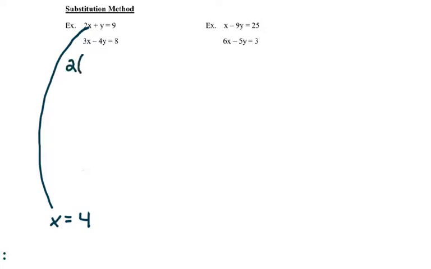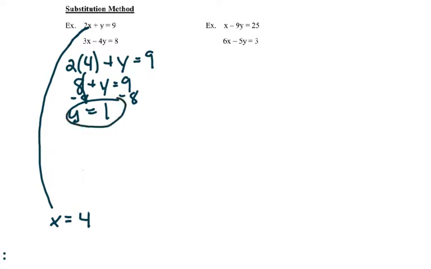2 times x, which we now know is 4, plus y equal to 9. And now we've got 8 plus y equal to 9. Last step, I want to subtract 8 from both sides. And as you can see, we now know what y is. y is 1. x is 4 and y is 1. That tells me that we have a solution at (4, 1).